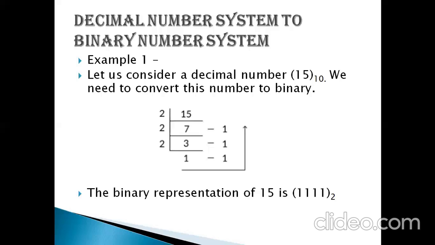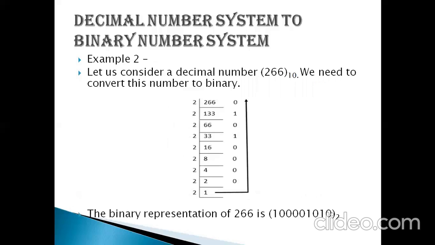We will go through one more example. So let us consider a decimal number 266 and we need to convert it into binary. So 266 when divided by 2 gives us 133 and the remainder is 0. 133 when divided by 2 gives us 66 and the remainder is 1. 66 when divided by 2 gives us 33 and the remainder is 0. 33 when divided by 2 gives us 16 and the remainder is 1.